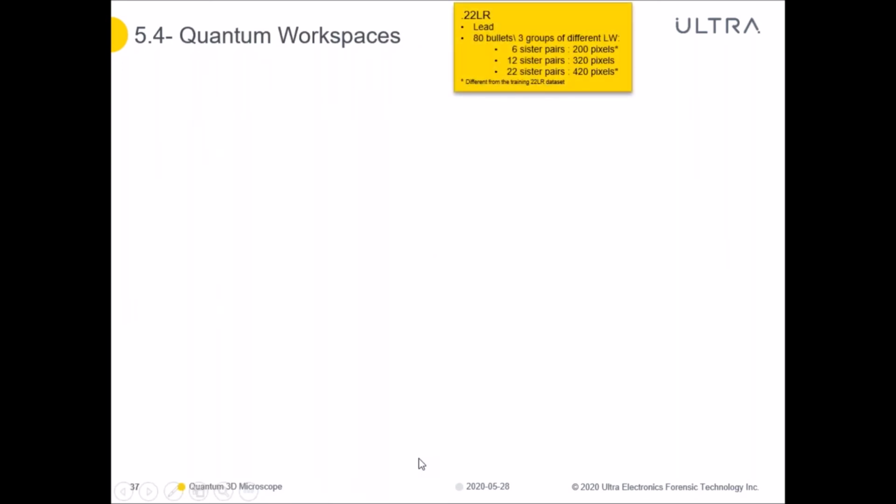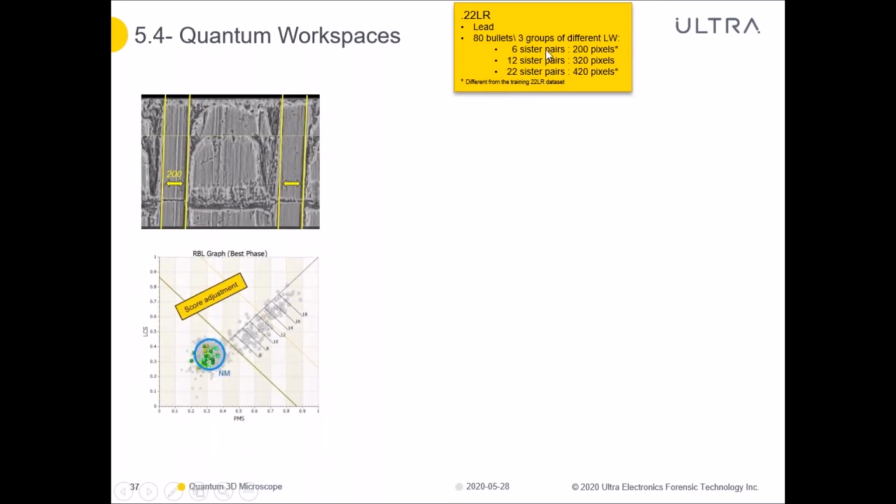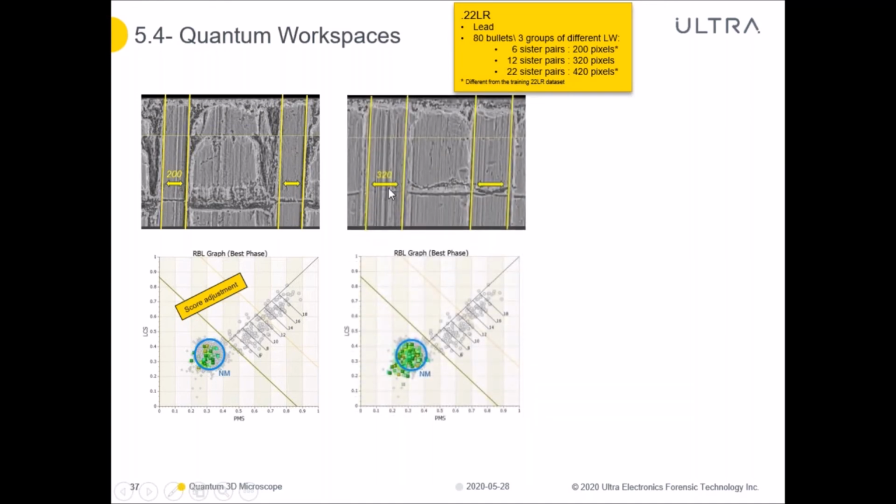Lately, we had access to totally new data sets where we had 80 extra bullets in lead for .22 long rifle. The beauty of that data set is that some bullets were shot by revolver, by pistol, and by rifle. So at the end, we had 3 groups of different Lee width. My first group corresponds to 6 sister pairs where we typically have a Lee width of 200 pixels. When we correlated them together and did the score adjustment, the non-matching scores fell right in the middle of my blue reference circle. Taking the second group, 12 sister pairs that have 320 pixels for Lee width, when we correlate them together and do the score adjustment, the non-matching scores fall right in the middle again of my blue reference circle.